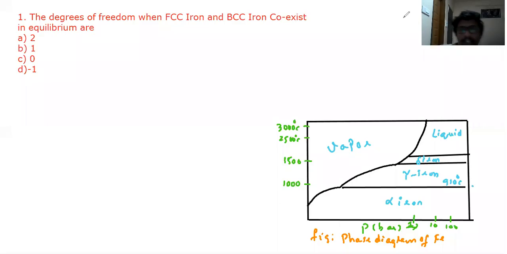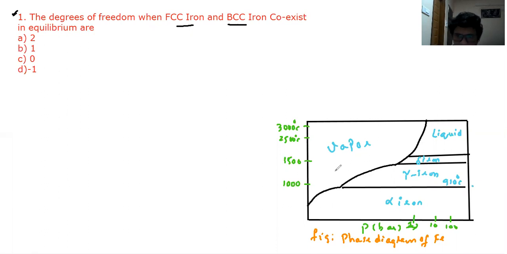Hello friends, let us look into some of the MCQs which can be asked from the concept of Gibbs phase rule in various mechanical engineering competitive exams. So let us look into the first question. The degrees of freedom when FCC iron and BCC iron coexist in equilibrium are.